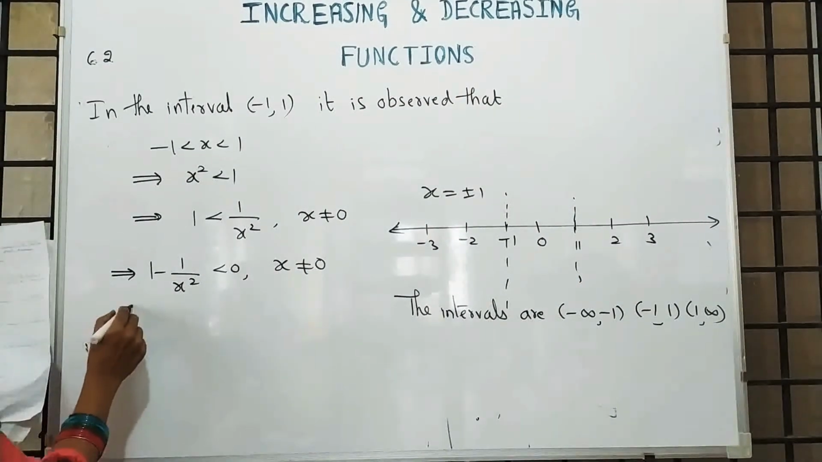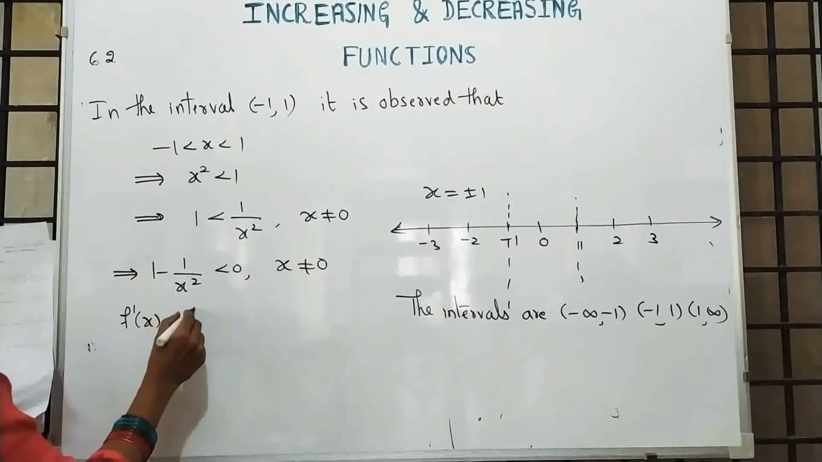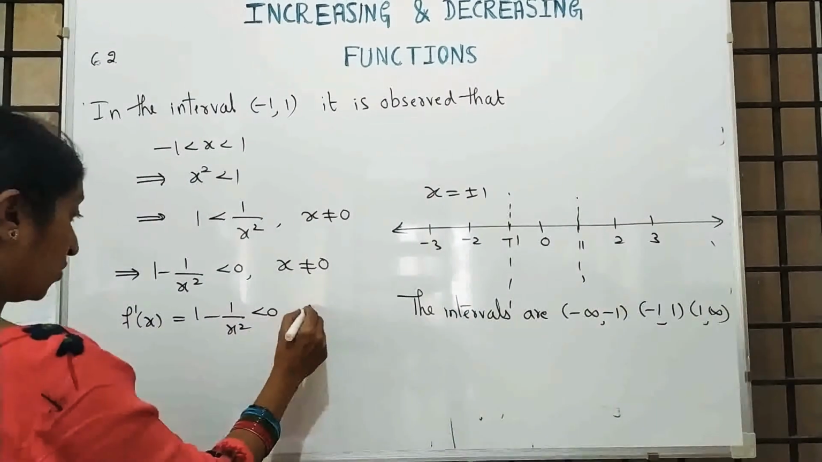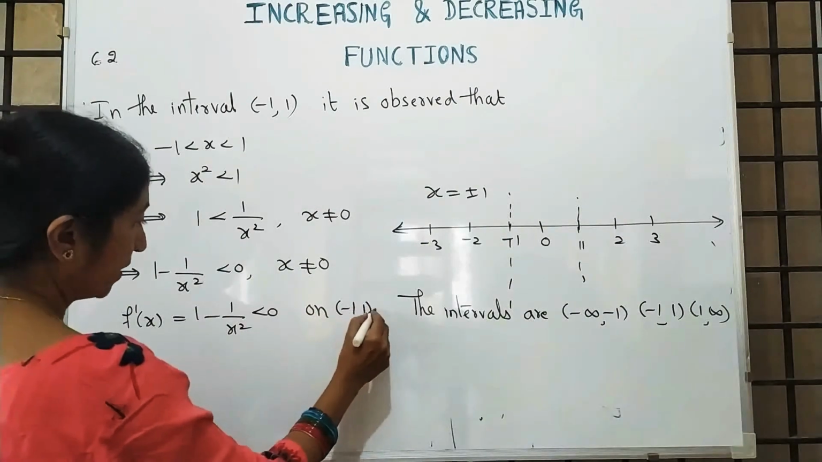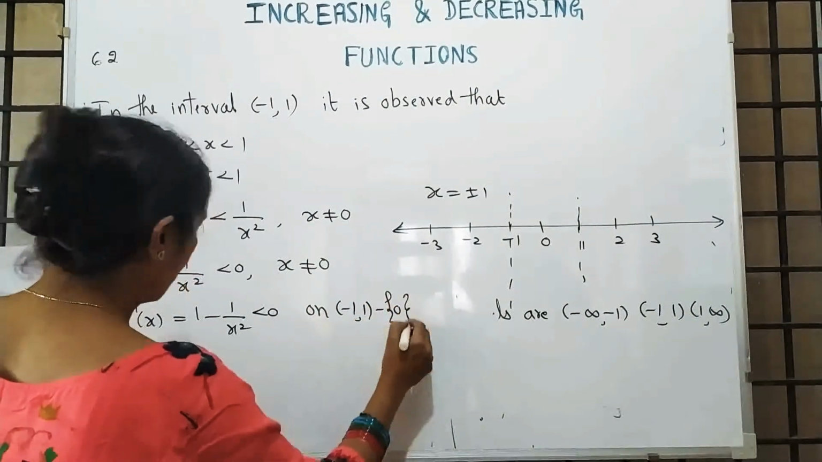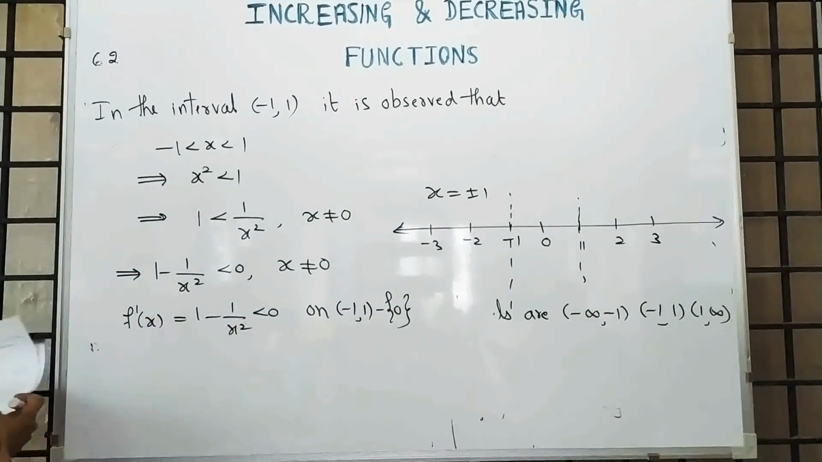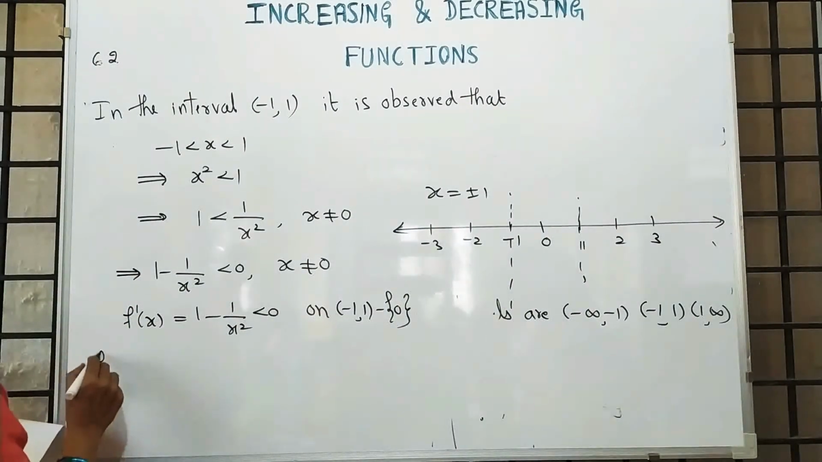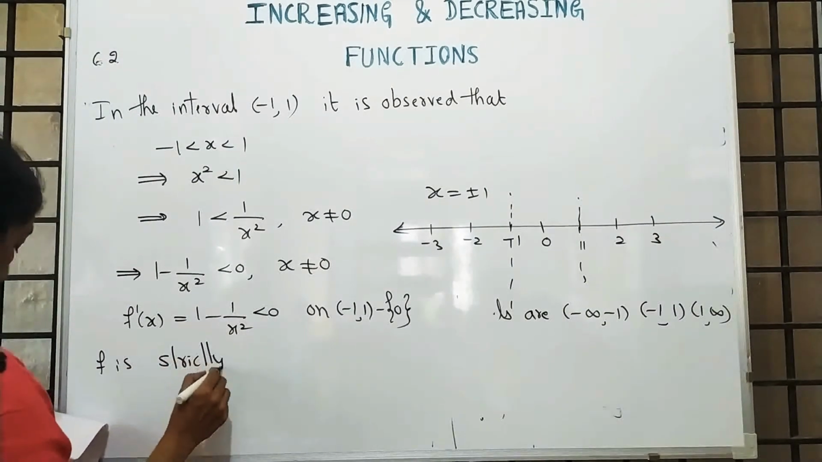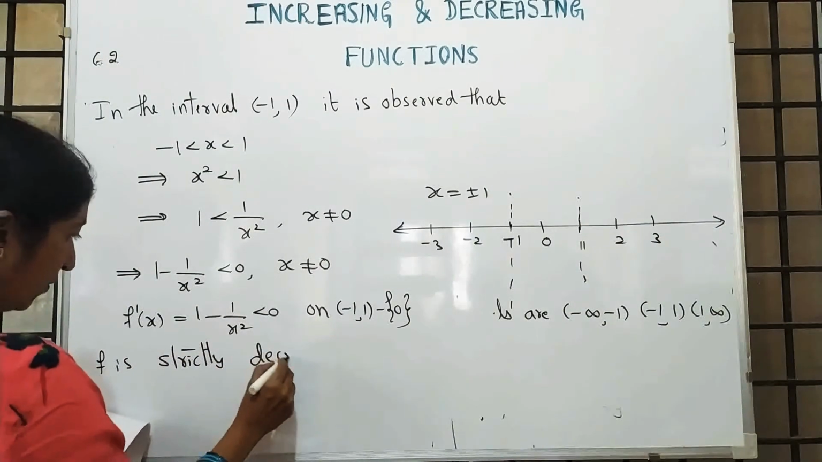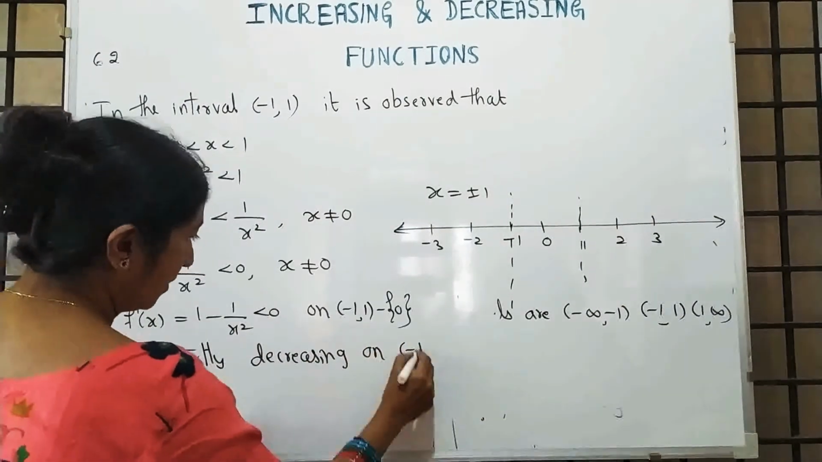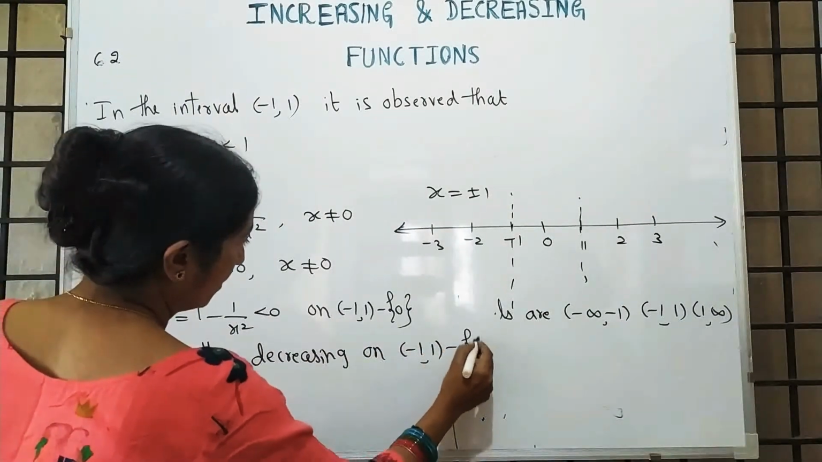This is nothing but first derivative f dash of x, that is 1 minus 1 by x square is less than 0 on minus 1 to plus 1 but other than 0. Therefore, f is strictly decreasing on minus 1 to 1 other than 0.